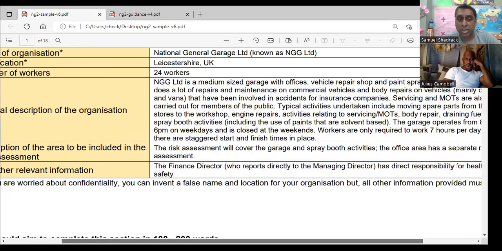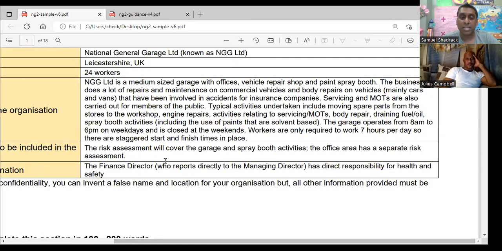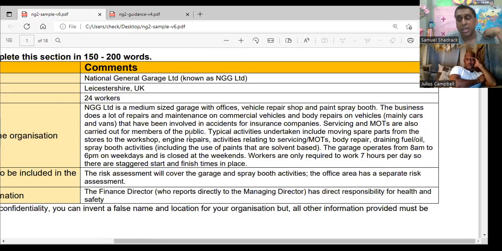Now, let me see areas, right? This piece says activities. The office area having it. It doesn't mean you have to do that. I still advise doing three areas. And if you do this, other relevant documents directly to the general manager who has direct responsibility for health. They tell you what they want and then they give you a sample.